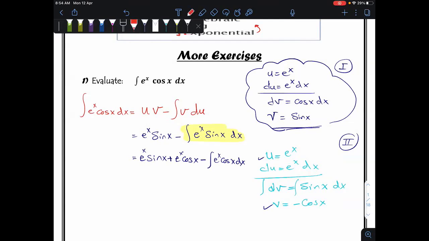Don't forget, guys, that the left-hand side is still the integral of e to the power of x cosine x dx. And we will move the like terms and combine them together. This term and this term, they are alike.